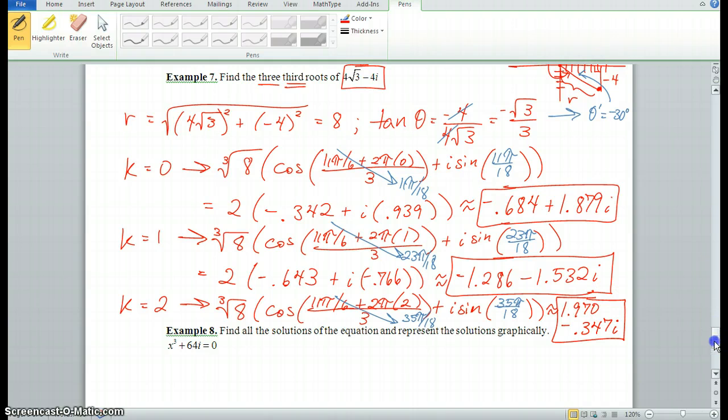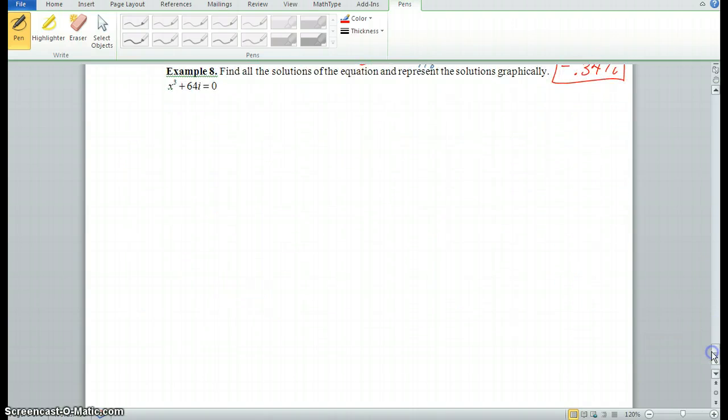Let's finish up. Example 8. Find all the solutions of the equation and represent the solutions graphically. The equation x cubed plus 64i equals 0. Okay, so similar logic will apply here in getting the x by itself, which is what I want you to all consider here. Getting x by itself, x cubed equals negative 64i.